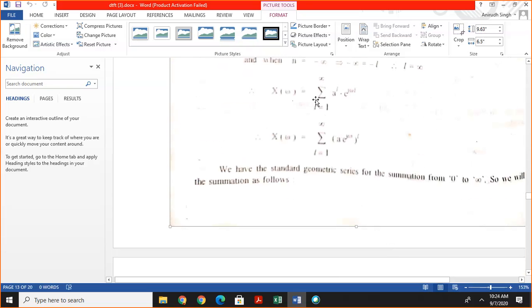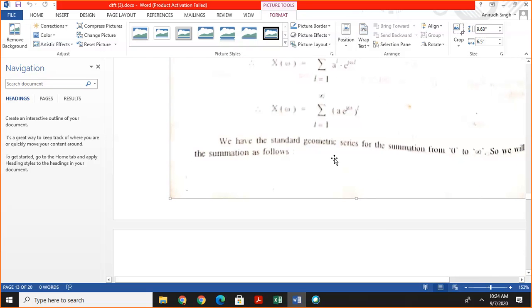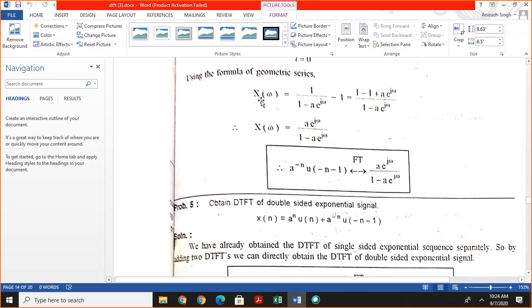the expression X of omega is equal to the summation from L equal to 1 to infinity of a raised to the power L exponential plus j omega L. And this expression can be written like this, which is in geometrical series. And we can find the value of X of omega is equal to a exponential j omega divided by 1 minus a exponential j omega.